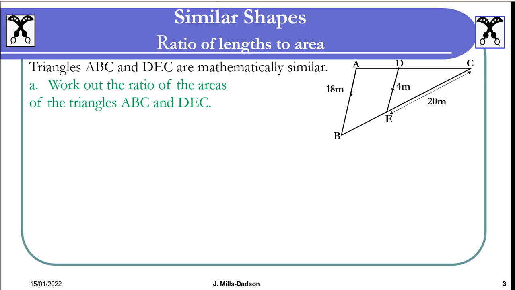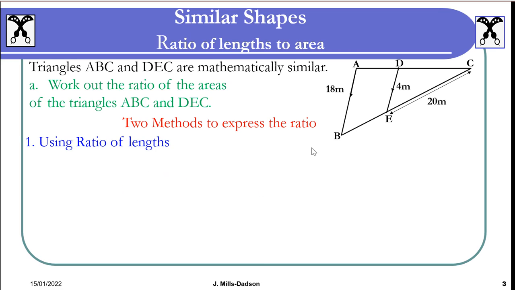We have triangles ABC and DEC that are mathematically similar. We have to work out the ratio of the areas of the triangles ABC and DEC. So the first thing you need to do, there are two ways of doing this. I'm going to do it two ways and you pick the one that you want. First is the ratio method, because I'm going by ratio.